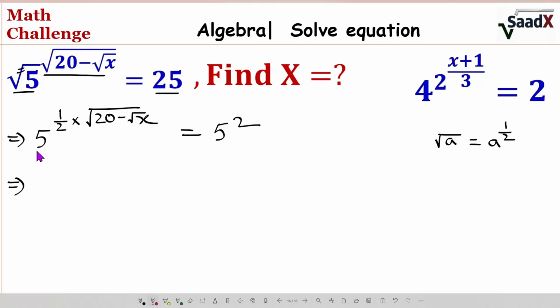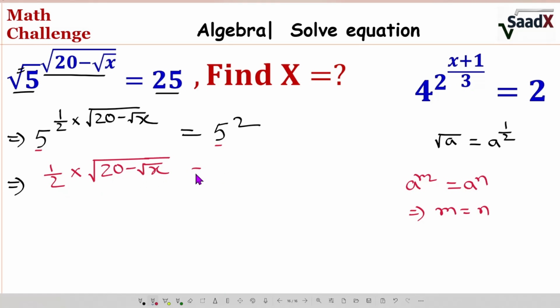We know once bases are the same, that time the powers will be equal, it means a to the power m equals a to the power n, we can write m equals n. So here is 1 by 2 times root 20 minus root x equals 2. Okay, now we can cross multiply. So here is root 20 minus root x equals 2 times 2 is 4.